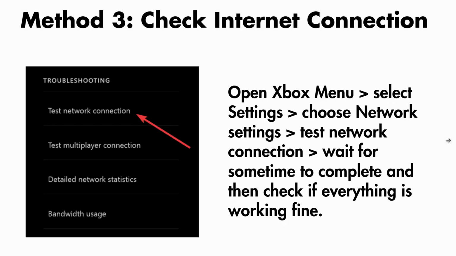If not, next is to check internet connection. For that, open Xbox menu, select settings, then select network settings. Click on test network connection, then wait for some time to complete and then check if everything is working fine.